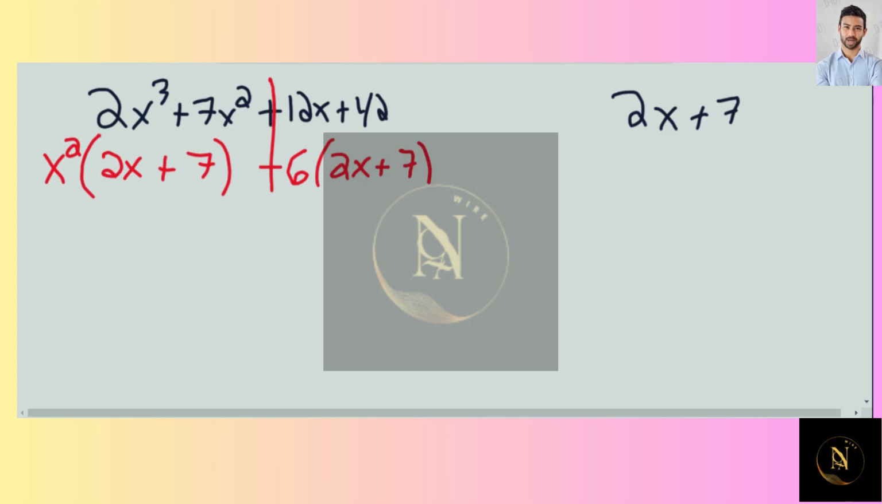Now, if you'll notice, both of these groups have a 2x plus 7 in common, so you can pull a 2x plus 7 out. And that'll leave us with an x squared plus 6.